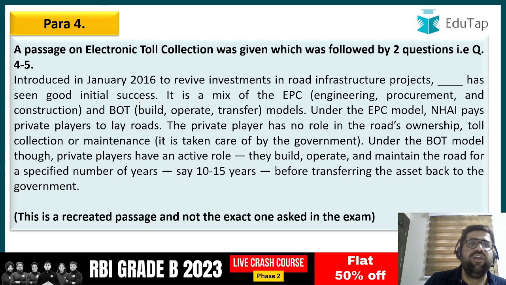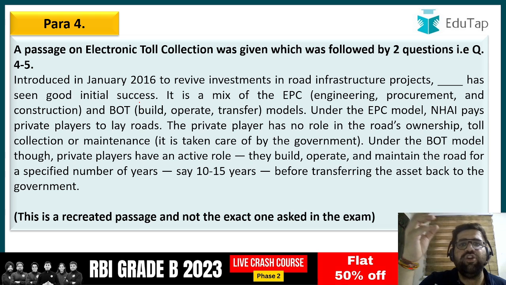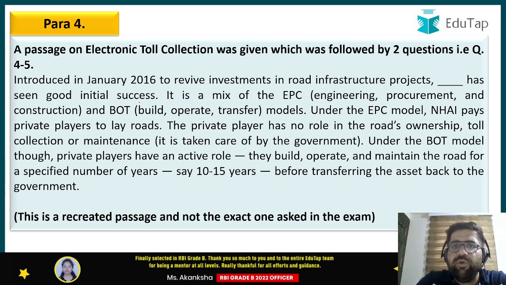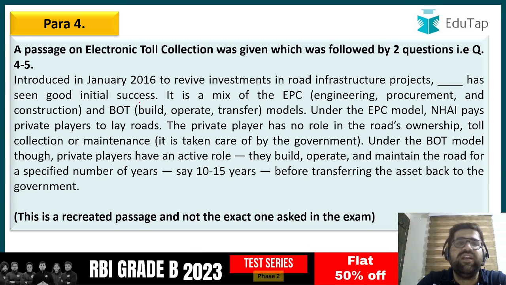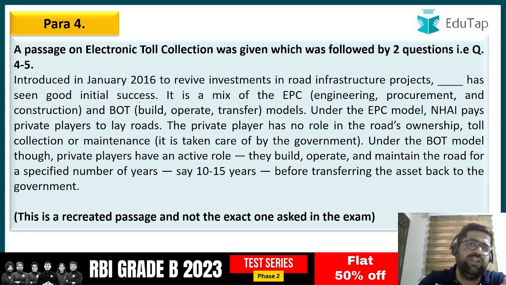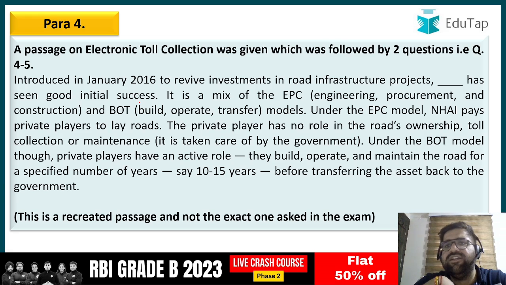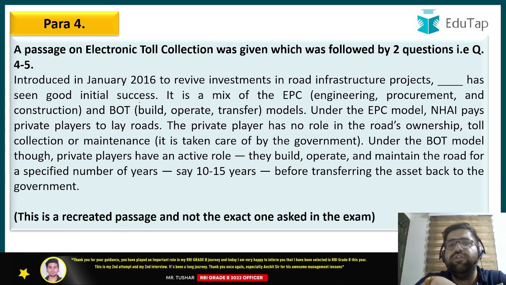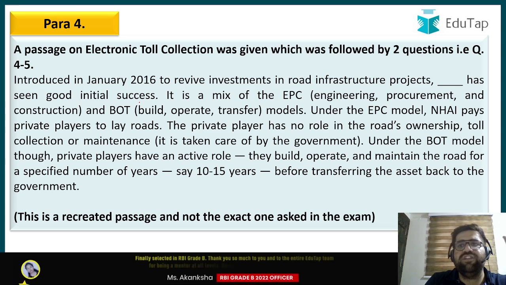Now we are coming to another passage, based on public-private partnerships. PPP is one of the famous topics which has been directly listed in your RBI Grade B syllabus. So again, pause this video, try to read this paragraph line by line, and only then will you be able to answer the question coming ahead. Introduced in January 2016, to revive investments in road infrastructure, a dash has been a good initial success. So I can tell that this paragraph is talking about public-private partnerships. Let's see what questions are based on this.